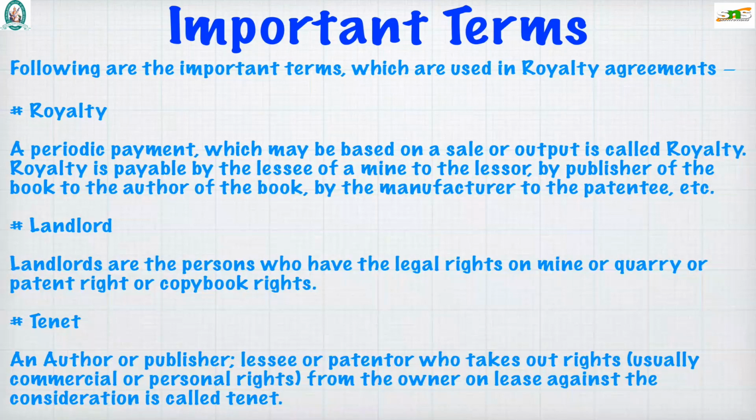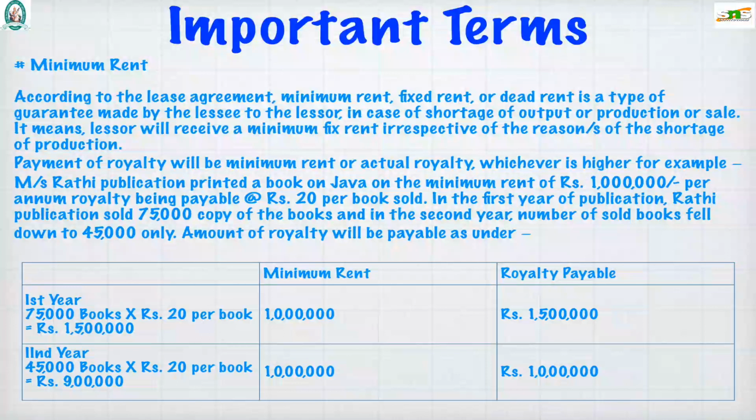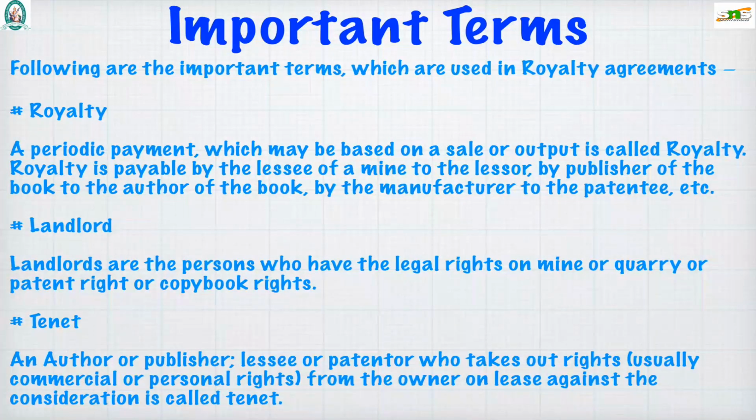The second term is landlord. Landlords are the persons who have the legal rights on a mine or quarry or patent right or copyright. Next is tenant. An author or publisher, lessee or patentee who takes out rights, usually commercial or personal rights, from the owner on lease against consideration is called a tenant.